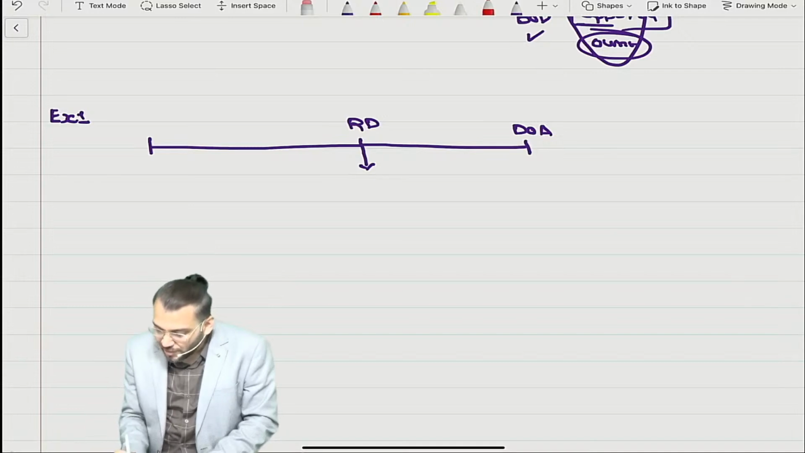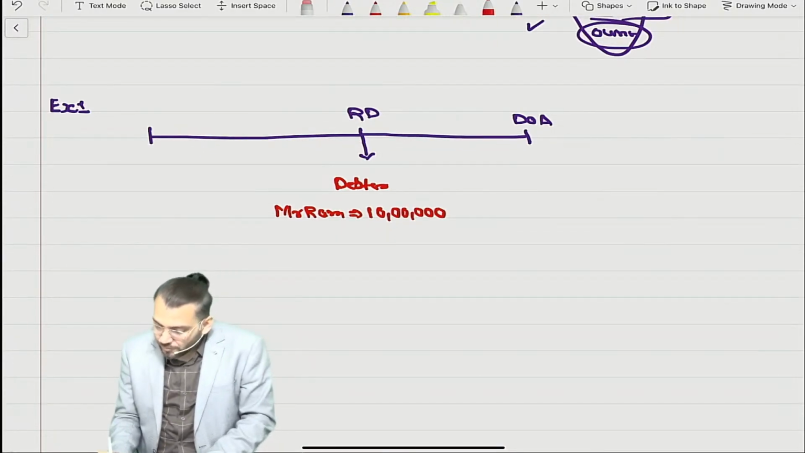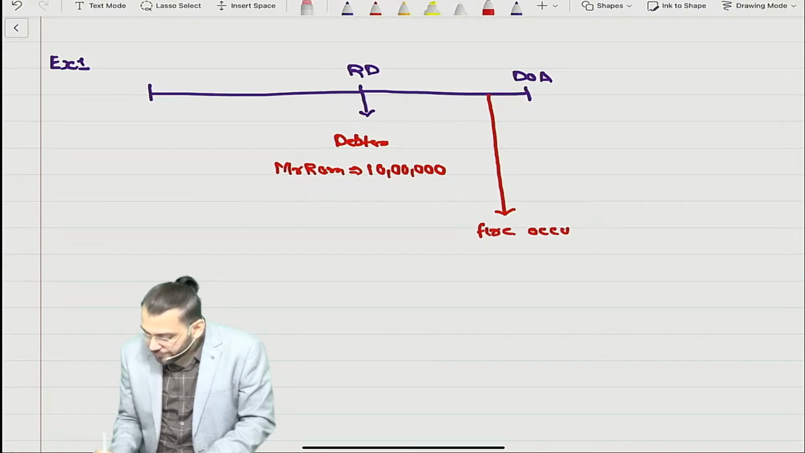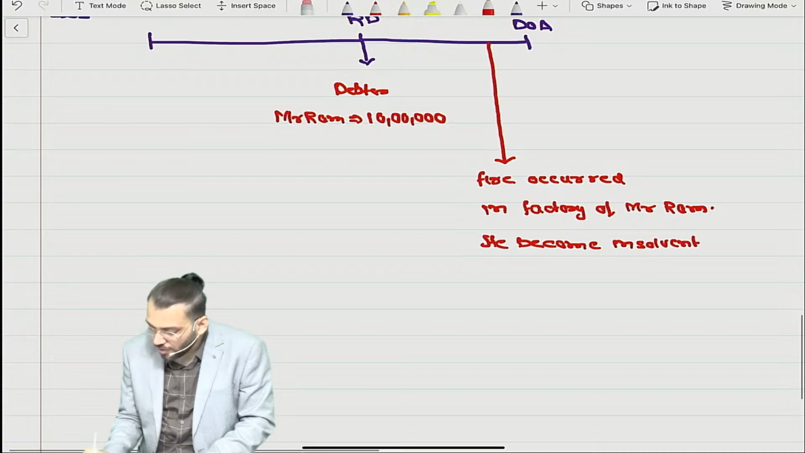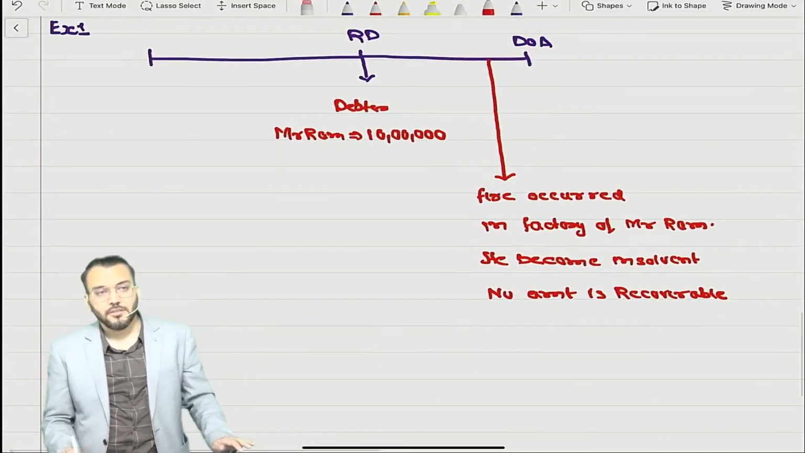But let's see. So I will also start with debtor. Suppose there is one debtor, Mr. Ram, and the amount outstanding is 10 lakh. What happened after reporting date and before approval of financial statement? One event occurred. Means a fire occurred in the factory of Mr. Ram. And he became insolvent. And no amount is recoverable. Understood? Have you understood?